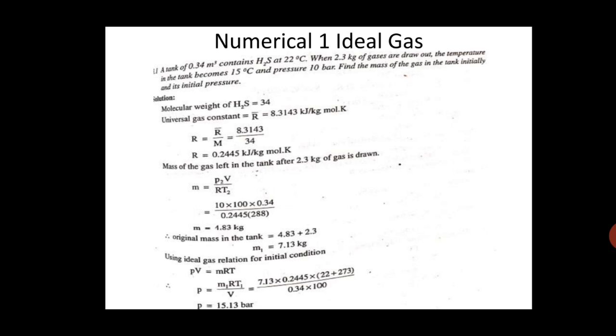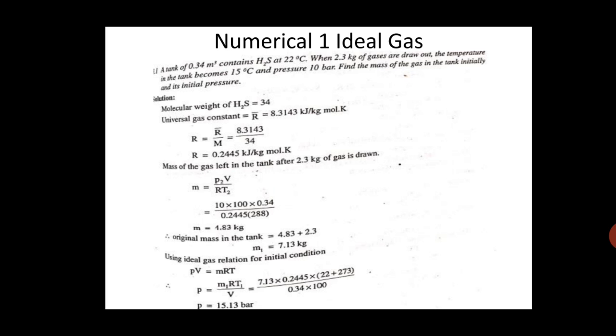And the third thing is you have to find out the molecular weight of the substance, and then divide the universal gas constant by this molecular weight to get the R here. This R is not the universal gas constant, this R is for the particular gas, and to find it you should know the molecular weight and divide the universal gas constant by it. This is how you get R.